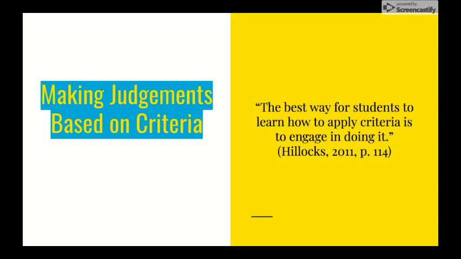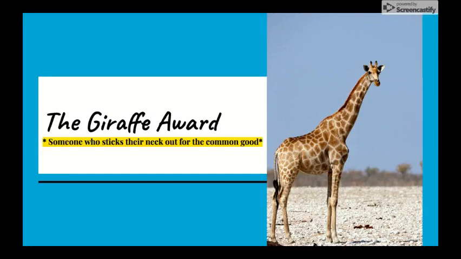So how can we teach our students to make judgments based on criteria? Well, the best way for them to do that is to just try it. The way Hillocks explains this is through the use of the Giraffe Award. In this fictitious award, the students can award someone who sticks their neck out for the common good.